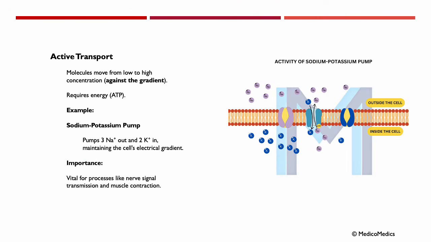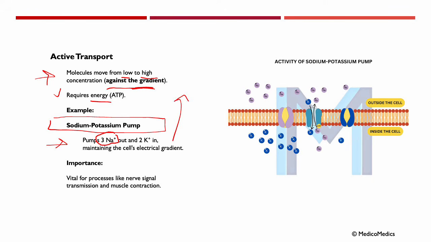Now, active transport: molecules moving from low to high concentration, so against the gradient. And this will require ATP, energy. An example, as we mentioned, is the sodium-potassium pump. The sodium-potassium pump pumps 3 sodiums out of the cell and 2 potassium enters the cell. This maintains the cell's electrical gradient.